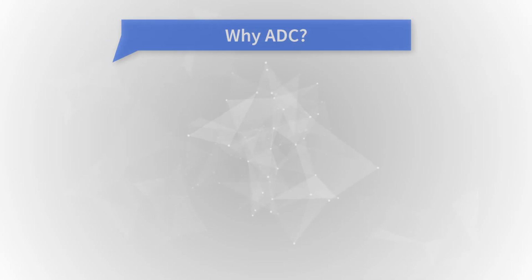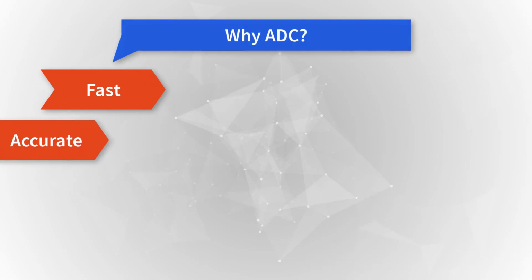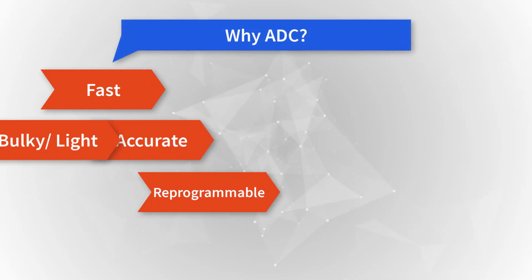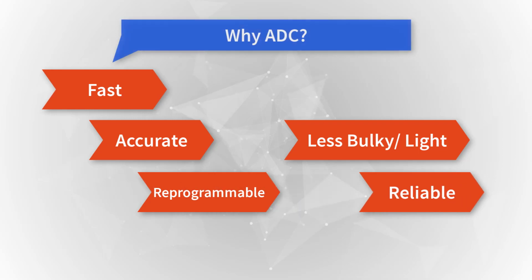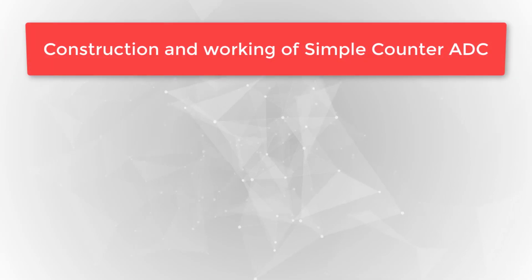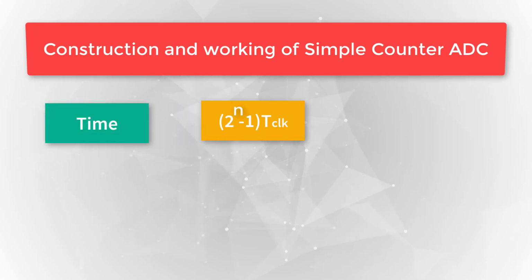First, we saw why we need analog to digital converters with the help of identification of some characteristics of a digital system. That is, they are fast, accurate, reprogrammable, less bulky, and highly reliable. Then we saw construction and working of a simple counter type ADC and the areas where it lags, that is time and the sample data.